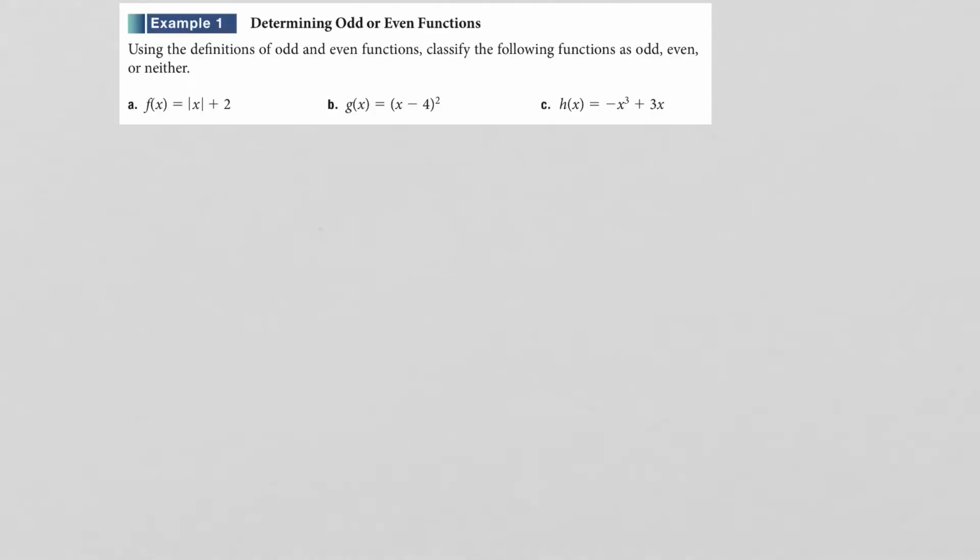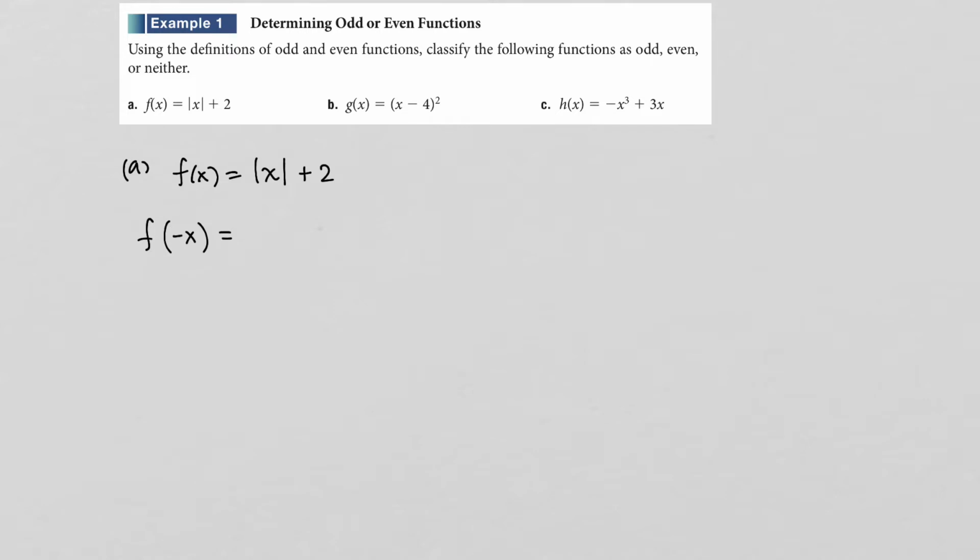So now let's go ahead and look at our first official example here. Using the definitions of even and odd functions, classify the following functions as either odd or even or neither. So in our first example here, we have f of x is equal to the absolute value of x plus 2. So what we need to do is plug negative x into this function and observe what happens.